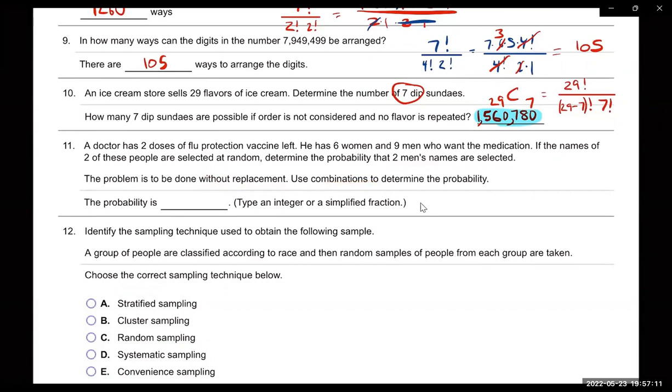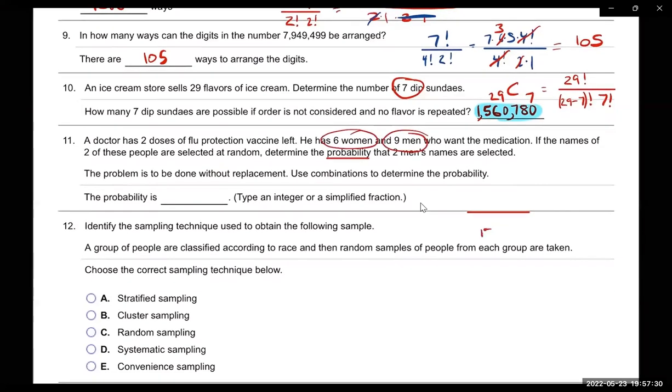First let's figure out the denominator, because this is a probability problem. Determine the probability. So the denominator is going to be, well, how many total people do you have to choose from? 15. And how many people are we selecting? 2. So it's 15 choose 2. Out of the 15, we're choosing 2 people. So that's your denominator.